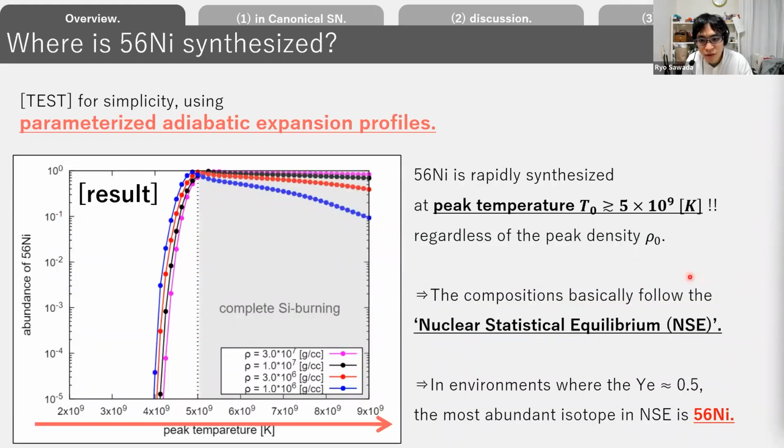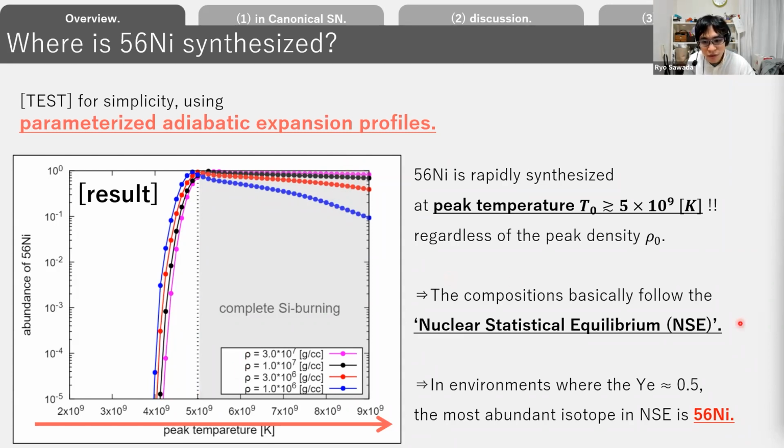This figure is a result showing the amount of 56 nickel synthesized. The x-axis is the peak temperature and the y-axis is the abundance of 56 nickel. We can see the amount of 56 nickel synthesized as a function of peak temperature, and the nucleosynthesis results show that nickel is produced rapidly at peak temperatures of more than 5 gigakelvin, regardless of the peak density. Color corresponds to the peak density parameters.